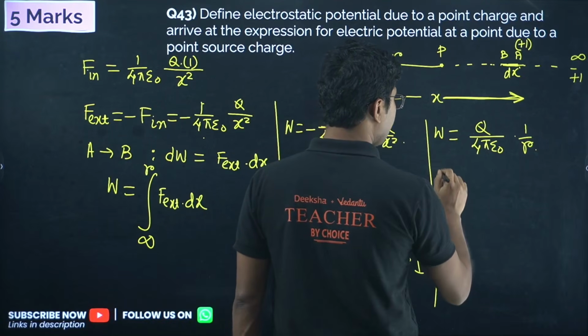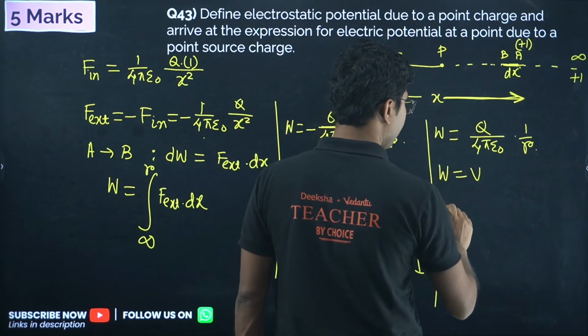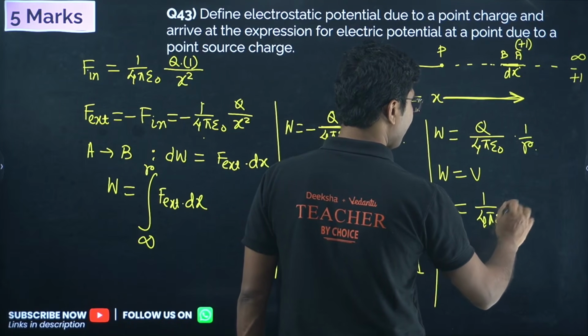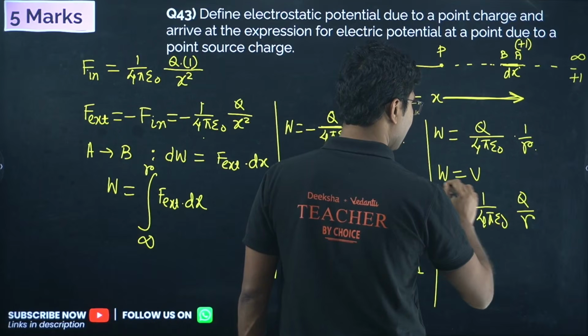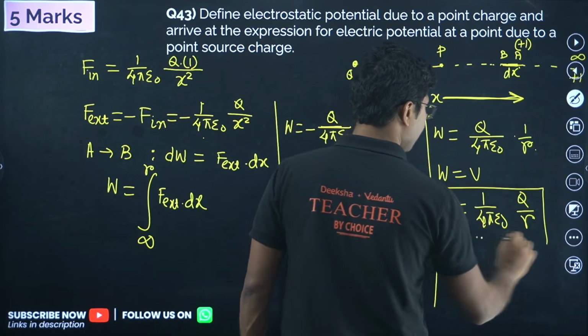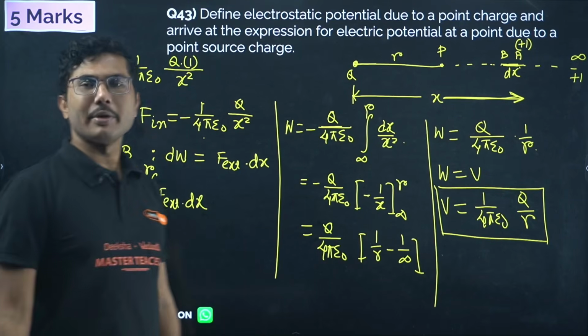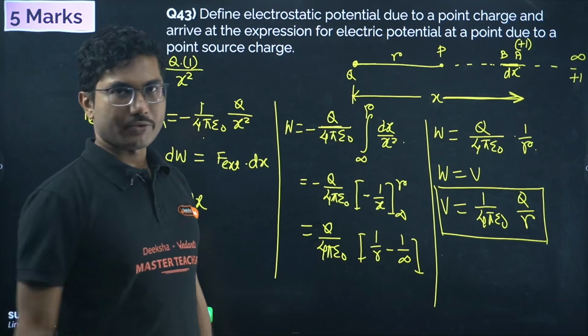So this work done is actually equal to electric potential. So electric potential is 1 by 4 pi epsilon naught. Sir, what happened to the q? I am writing here. So this is q by r. This is the expression for electric potential due to a point charge. Very common, one of the most asked questions from this chapter.